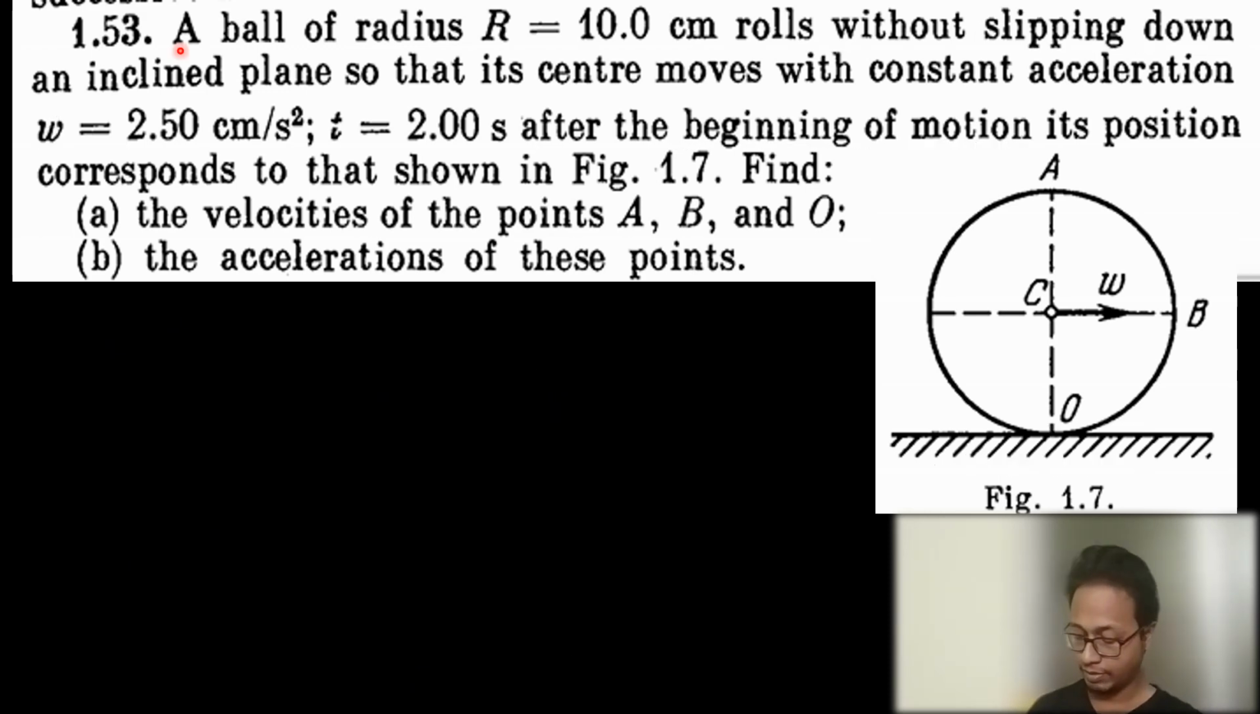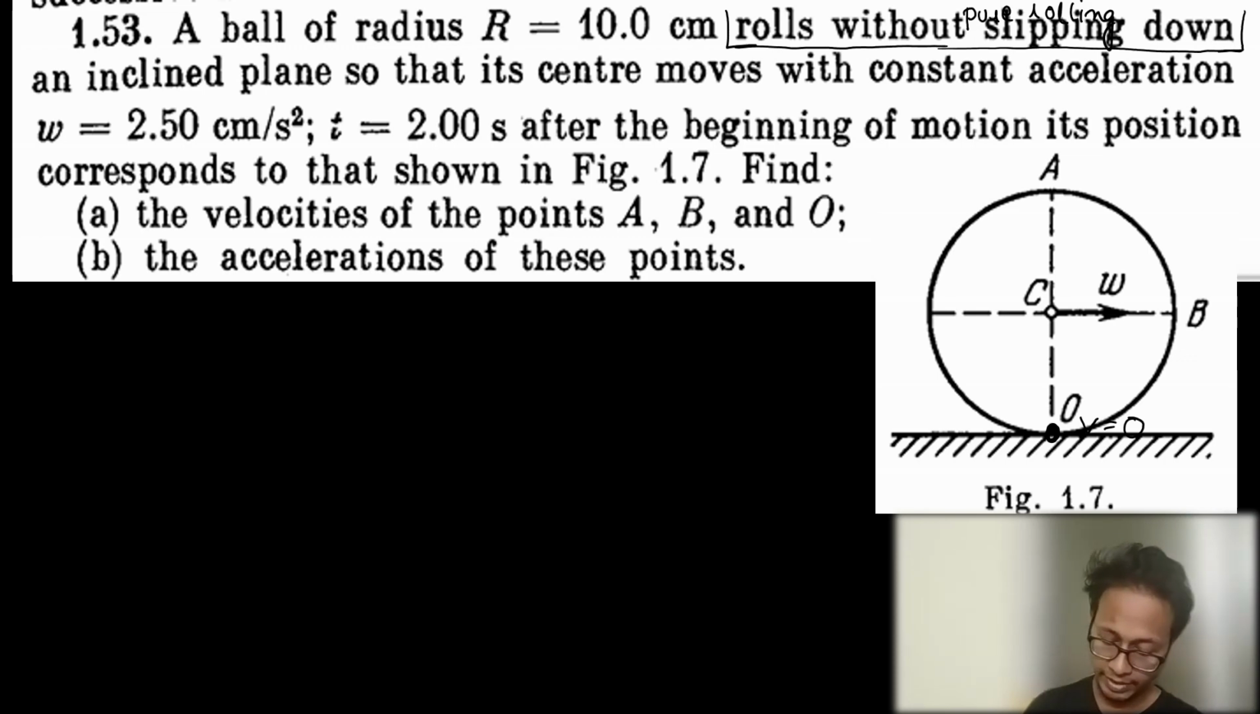Okay, so now let's read this question. A ball of radius r is equals to 10 centimeter rolls without slipping. That means the instantaneous axis of rotation is at the point of contact. That means this is the instantaneous axis of rotation, and the velocity of this point will always be 0 whenever this condition is maintained. Okay, that means this is a case of pure rolling. And in case of pure rolling, the velocity of point of contact is always equals to 0, at an inclined plane, so that its center moves with constant acceleration.